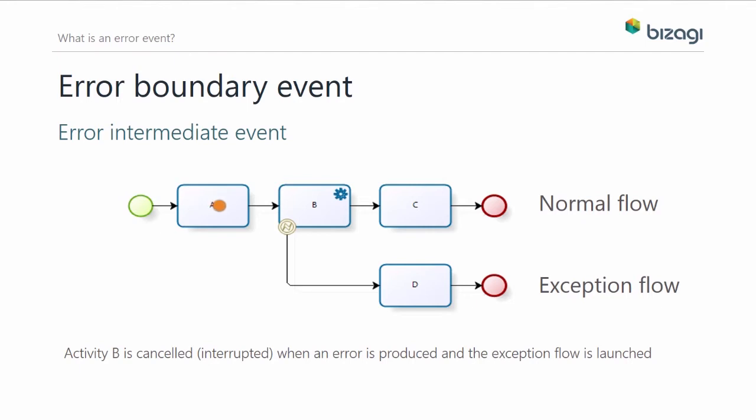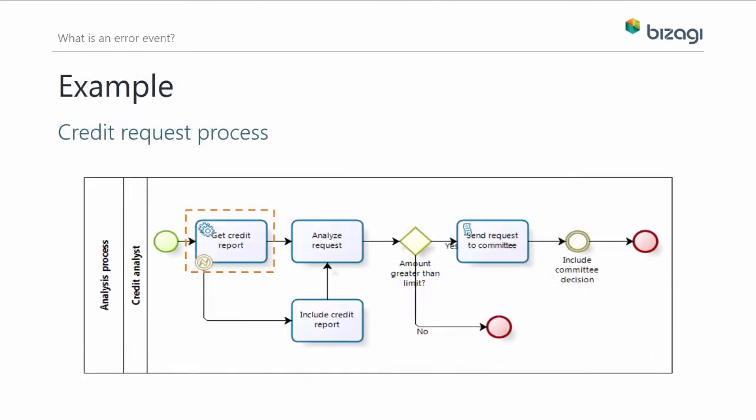In this diagram, the B activity is a service task. If this service fails due to a technical error, an exception flow will be launched, i.e. the D activity. Going back to the business situation, if the service does not respond, the report should be included manually by a credit analyst. This is the exception flow when the Get Credit Report activity fails.